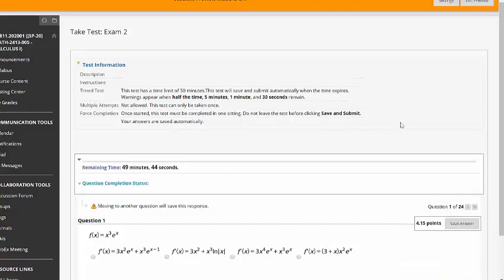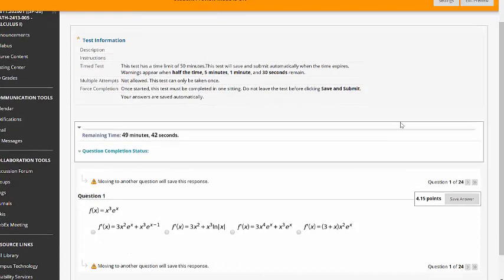Alright, so actually I want to keep that open. Let's look at question 1. We've got x cubed times e to the x. Let's go ahead and show this. x cubed times e to the x. That's a product rule problem, and we're taking the derivative of this guy.